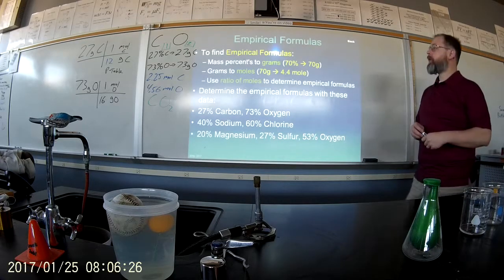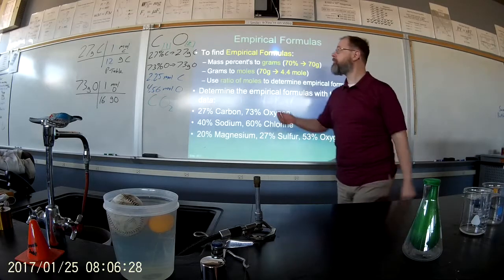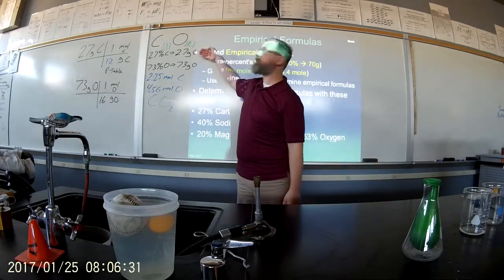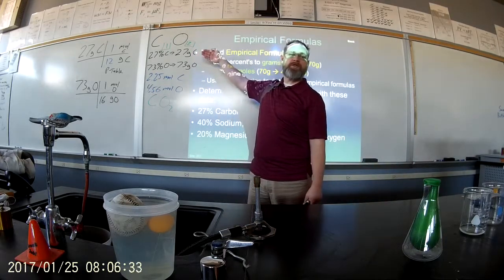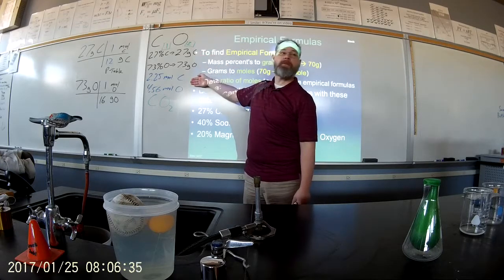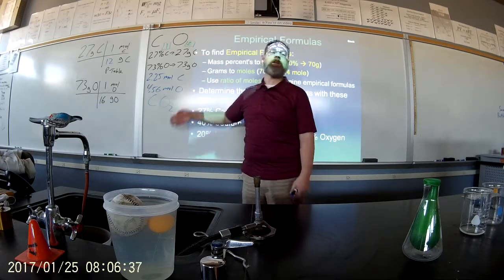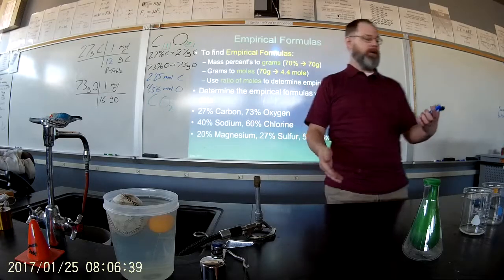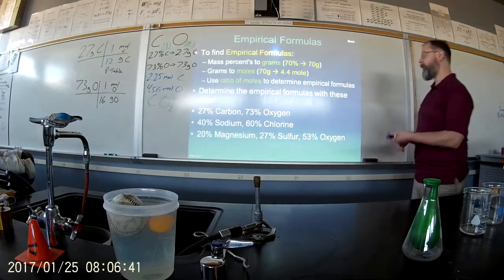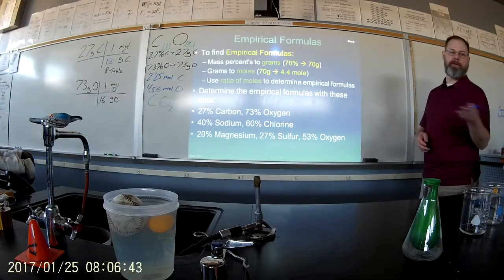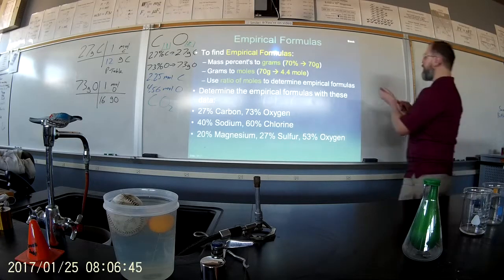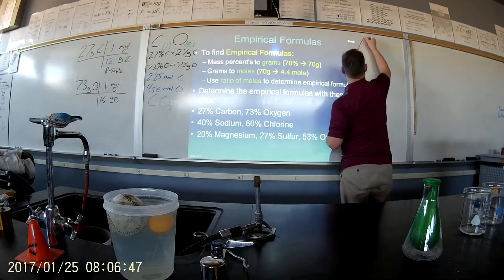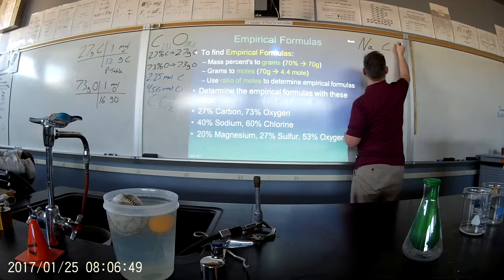Okay. All right, so that's how we do it. Step 1, turn the percentages into grams. Step 2, convert the grams into moles. And then step 3, just find their ratio. So let's do another one. Sodium and chlorine. You can probably guess right away what this one's going to be. But sodium and chlorine. So sodium is Na. Chlorine is Cl.